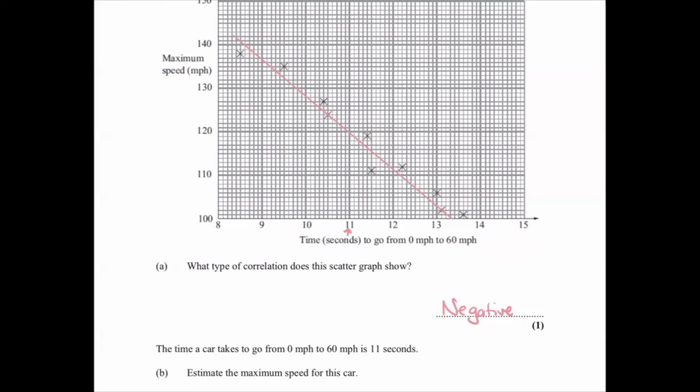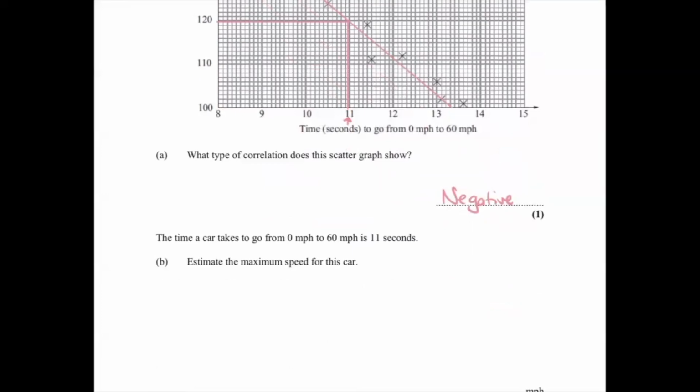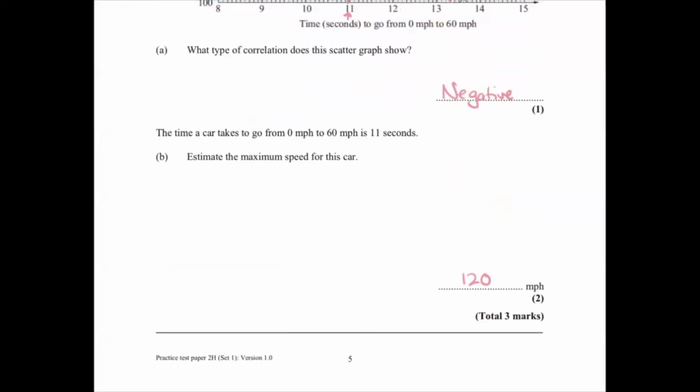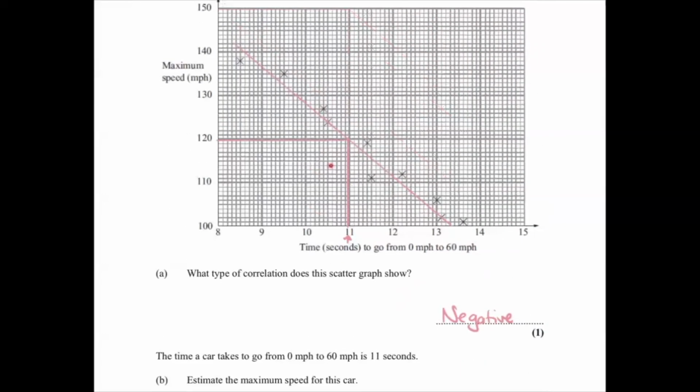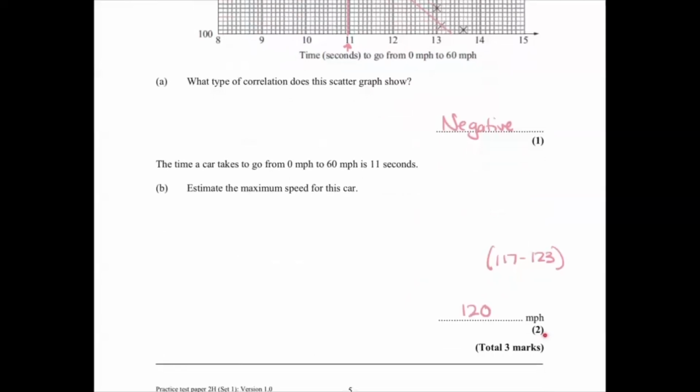Now, all I'm going to do is go up at the 11, come across, and I'm coming out at exactly 120. So 120 goes on the dotted line. Any answer, I'll put it here, between 117 to 123 would have gained the marks. If you only write the answer, there's nothing here to show how you got it. You will only get 1 mark. So remember to use your marks to help you put enough down in your answers.